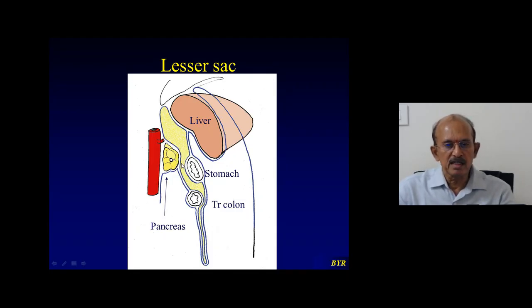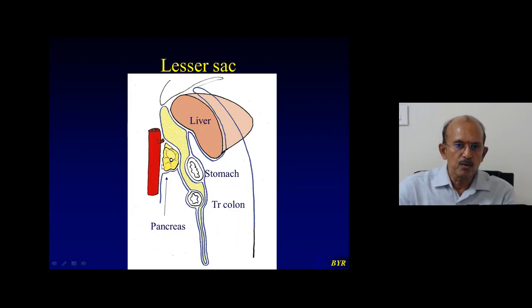Why is this lesser sac there? The functional utility of this lesser sac is that it has fluid in it. When the person lies supine after taking a meal, what happens? The posterior wall of the stomach falls against the vertebral body and it may get injured. That's why God has put some water cushion just behind the stomach.